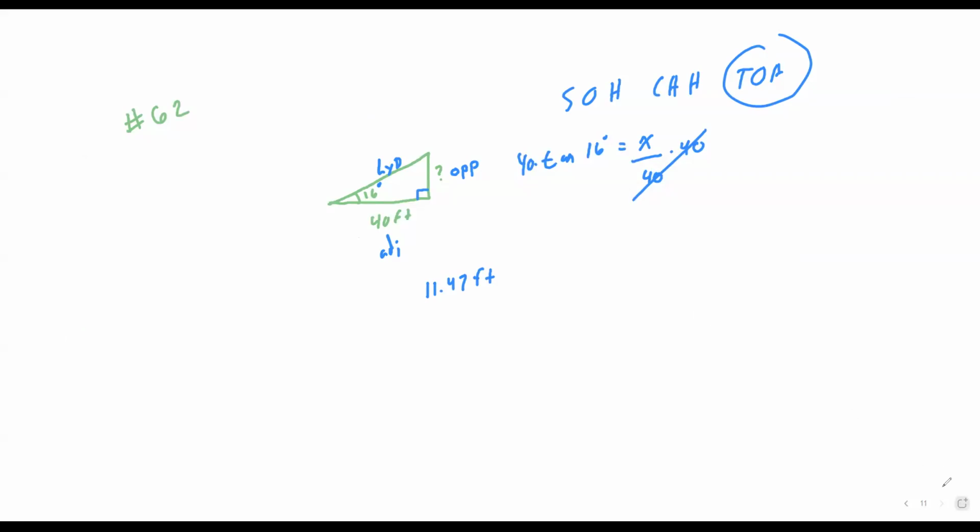Let's look at number 65. Number 65 says a radio tower has a 64-foot shadow cast by the sun. If the angle from the tip of the shadow to the tip of the tower is 78.5 degrees, what is the height of the radio tower? So again, let's draw our stuff. So we have a radio tower. This is my radio tower, just a straight line, don't have to be fancy.